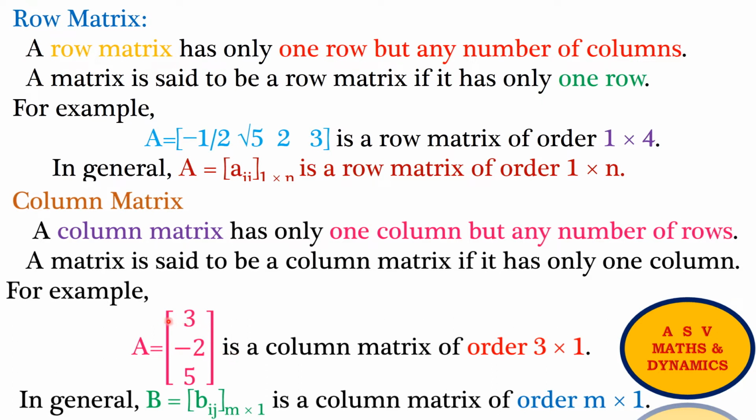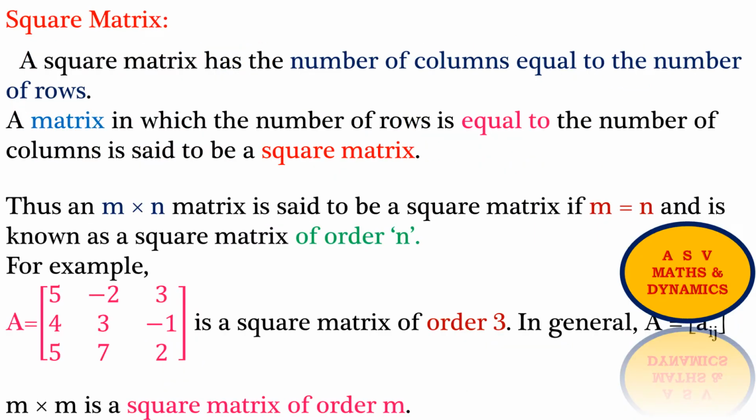How many rows? One row, two rows, three. So here three rows. How many columns? Only one. This is 3 cross 1, and in common, m cross 1, you can write it like this. So right now you know very well the row matrix and column matrix.